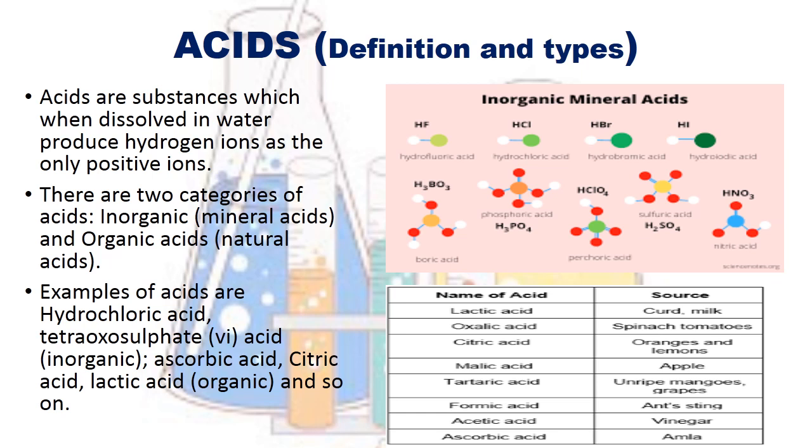Then we also have the natural acids and their sources. We have lactic acid found in milk, oxalic acid found in spinach and tomatoes, citric acid in oranges and lemons, malic acid in apple, tartaric acid in unripe mangoes and grapes, formic acid found in ants' sting, acetic acid in vinegar, ascorbic acid, and so on.